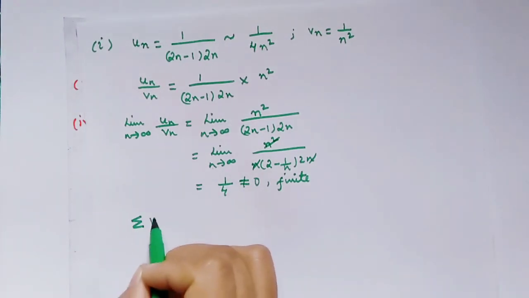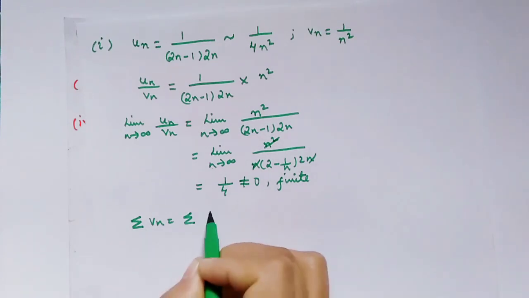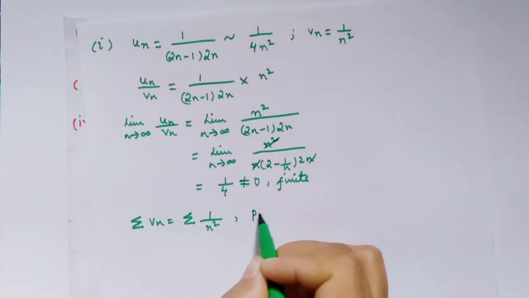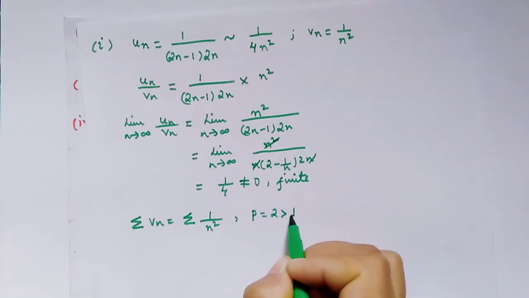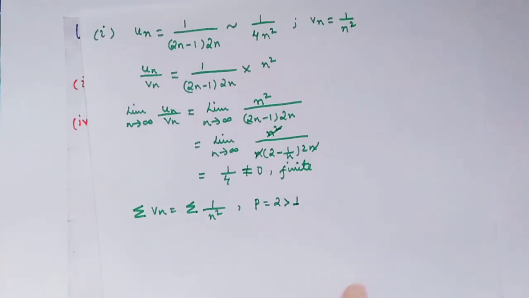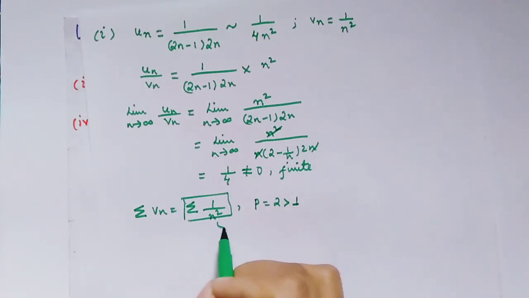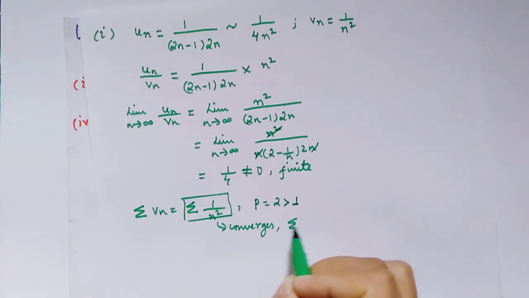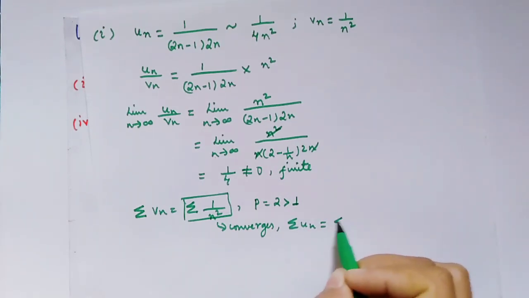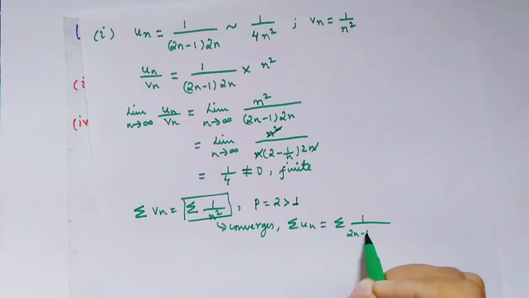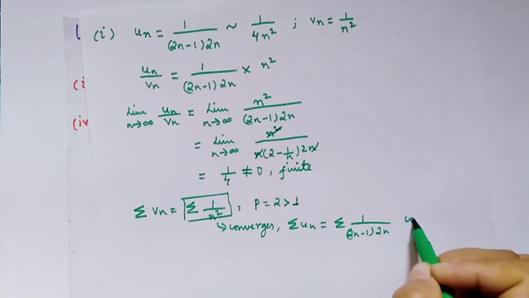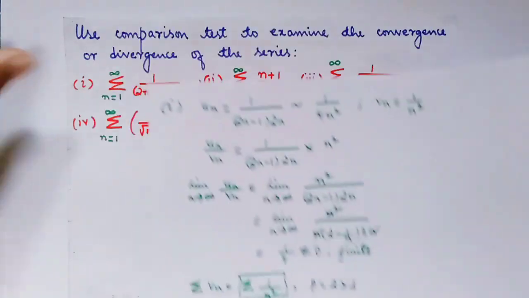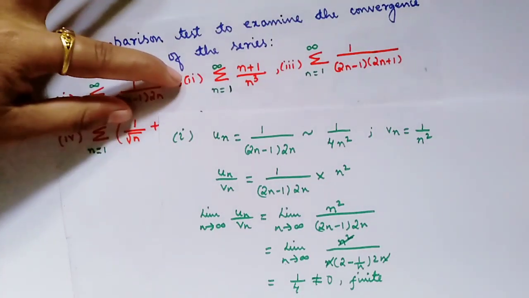So we take vn. What is vn? 1 upon n square. Now this one is a p series with p equal to 2, which is greater than 1. Since p is greater than 1, this series converges. Now if vn converges, un also converges. This is the comparison test. Okay, so let's do the second one.